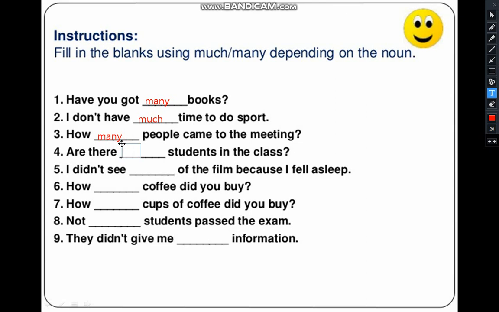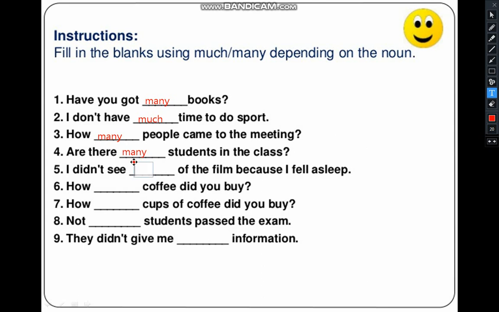Are there dash students in the class? See, you read in class 3, you can say that my section consists of 40 students. It means you can count students. There are 40 students in your class, in your section. So it is a countable noun. So we will add many before it.